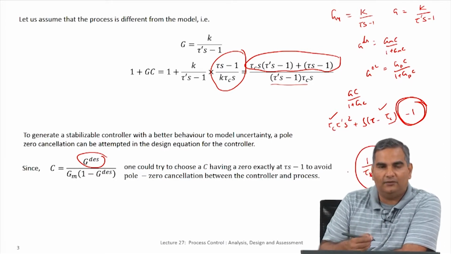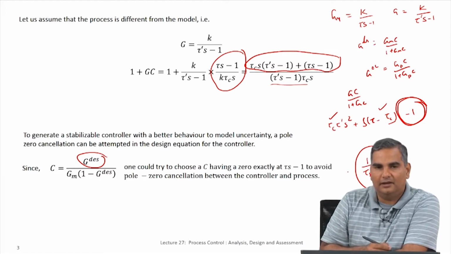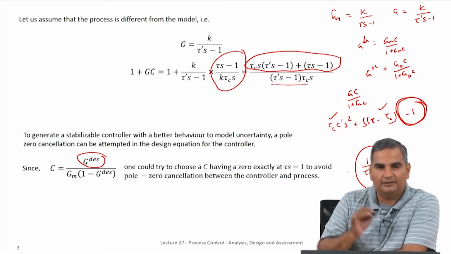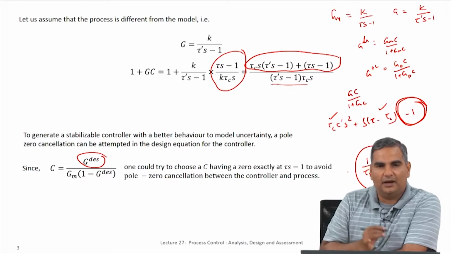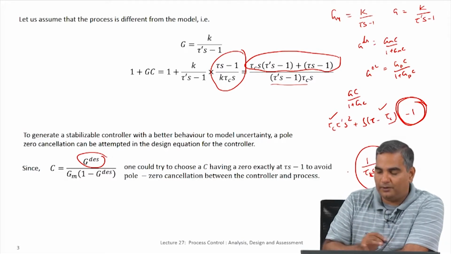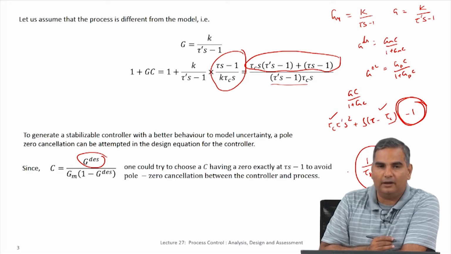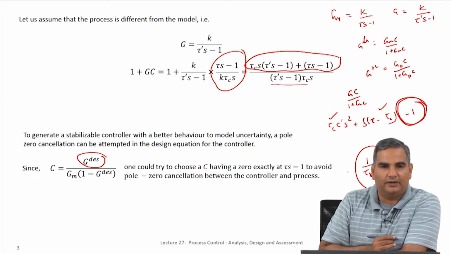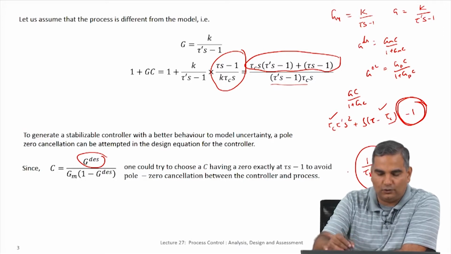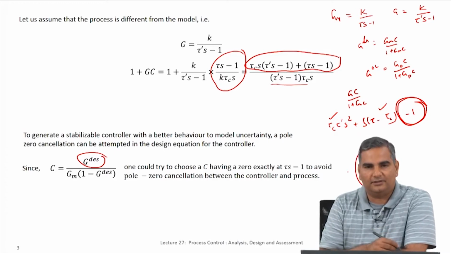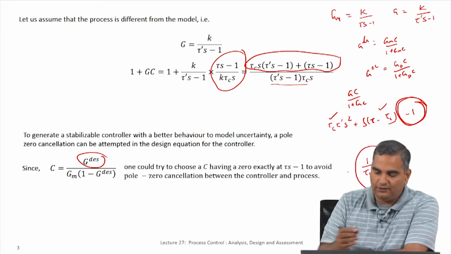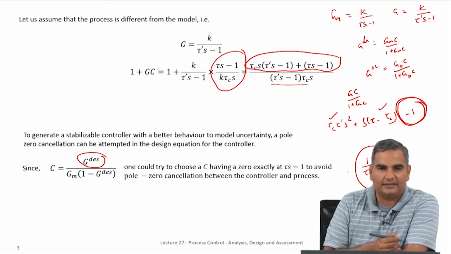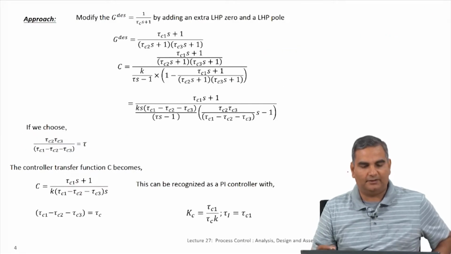So, if you have an unstable process, that again limits your performance, just like how inverse response limited your performance, just like how time delay limited your performance. Unstable processes also limit your performance because you are not free to choose any G desired you want, because if you do, that will leave a pole 0 cancellation in the closed loop computation, which, as we showed here, is a problem in terms of the stability of the closed loop. So, we will see whether we can modify this G desired so that we induce a pole 0 cancellation in the controller computation. That is the basic idea.